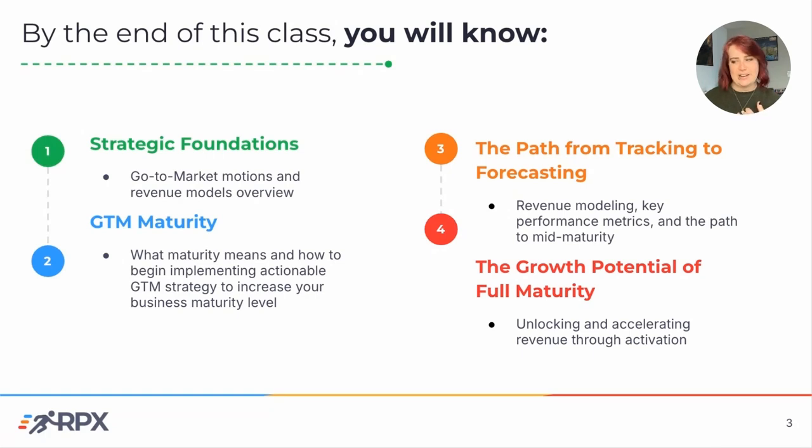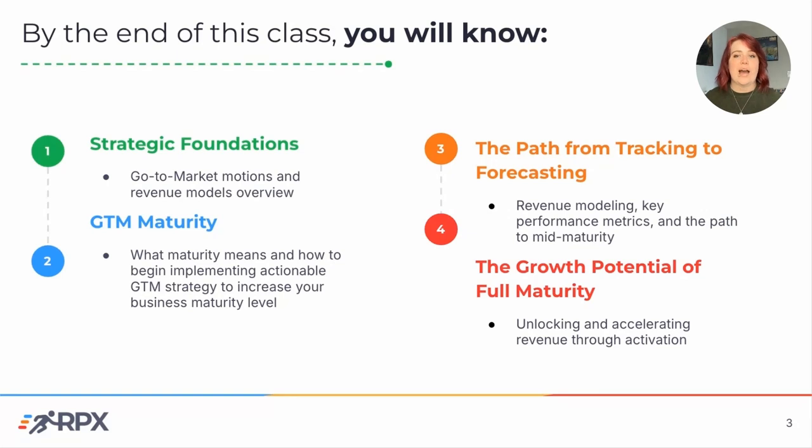First, strategic foundations. We'll start with a high-level overview of go-to-market motions and the core revenue models that your operations must support. Then, GTM, or go-to-market maturity. We'll define what operational maturity really means, and we'll introduce each level of maturity and how you can grow and increase your business's maturity levels. We'll go through the path from tracking to forecasting.